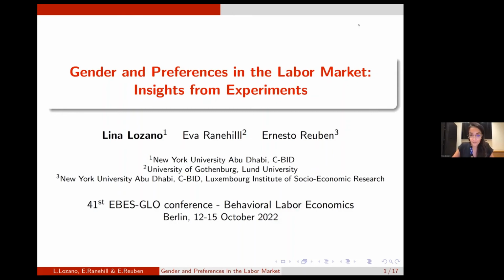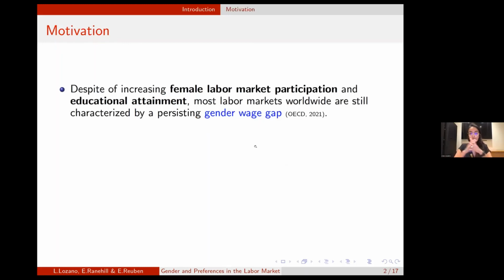To start, we do know that there is an increase in female labor participation in the labor market, and also an increase in educational attainment. However, despite this improvement in women's outcomes, most of the labor markets worldwide are still characterized by persisting gender gaps. This means that such differences in the labor market cannot be explained by differences in human capital, but there are other explanations behind such a gender gap.